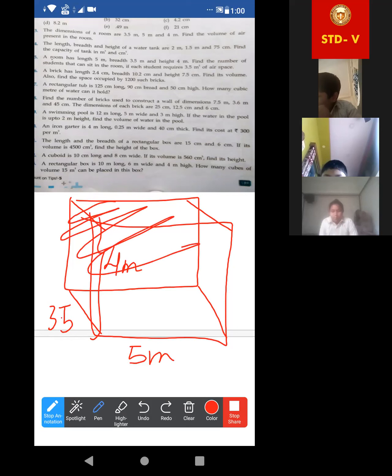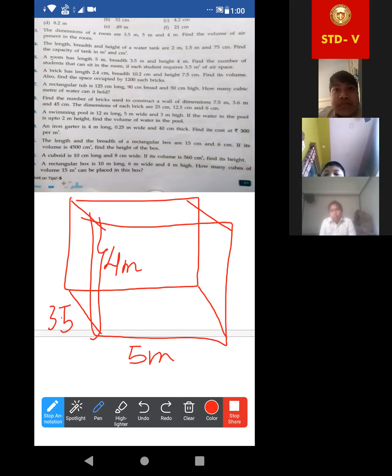It is asked to find the number of students that can fit inside the room if each student requires 3.5 meter cube of air space. Listen to me very carefully. Students can sit only on the floor. Don't consider this, because in the last line it is given how many students can be seated over there if each student requires 3.5 meter cube.